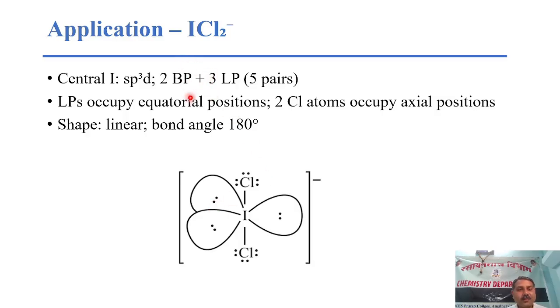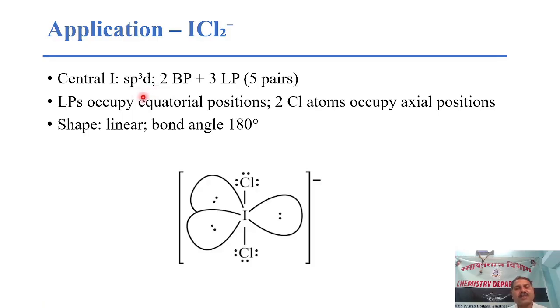Another example of application of VSEPR theory is ICl2-. In ICl2-, iodine is the central atom. In iodine there are 7 valence electrons and 1 negative charge, so a total of 8 electrons. Out of these 8 electrons, 2 electrons are engaged in the 2 bond formations, and the 6 electrons act as 3 lone pairs of electrons. So the total is 5 electron pairs, and therefore the hybridization of this molecule is sp3d.